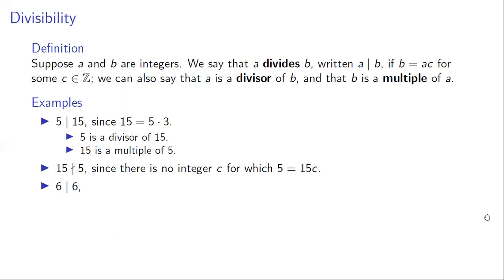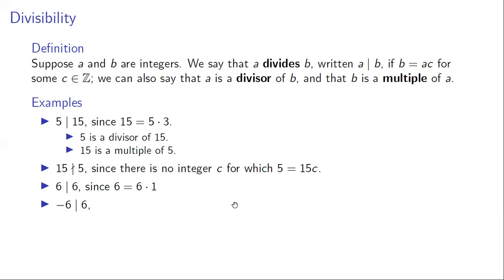6 divides 6. That is true. Why? Here a is 6 and b is 6. Since 6 is equal to 6 times 1, we have b is equal to a times 1. The point is 1 is an integer. It's b is equal to a times some integer, and in this case, it's 1. So therefore, 6 divides 6.